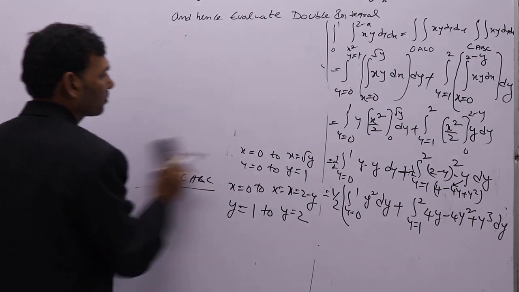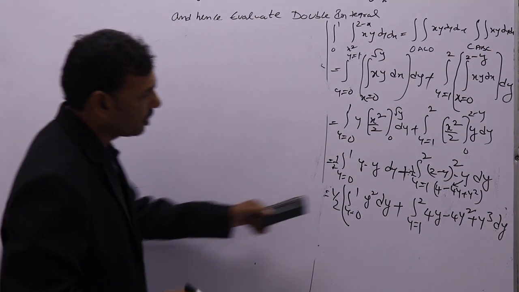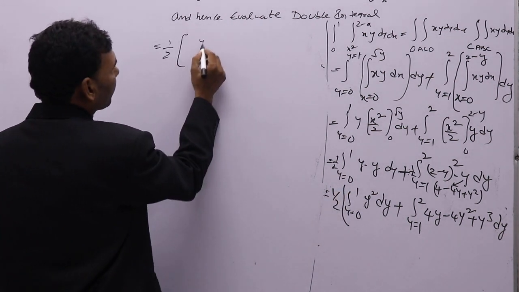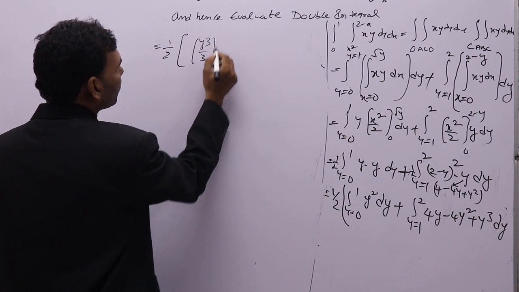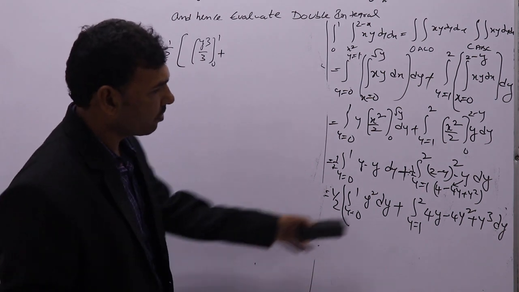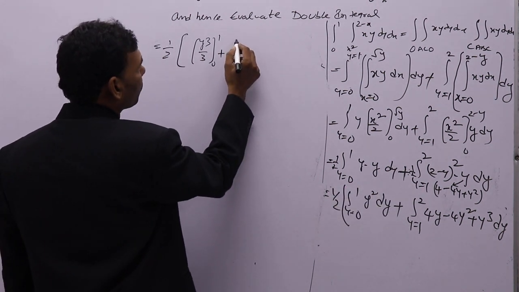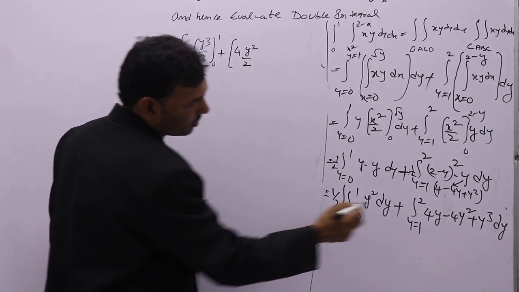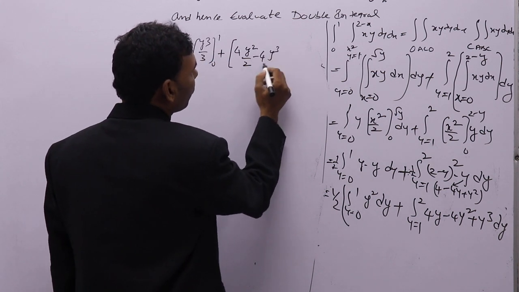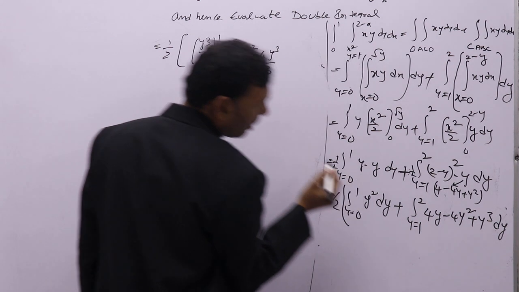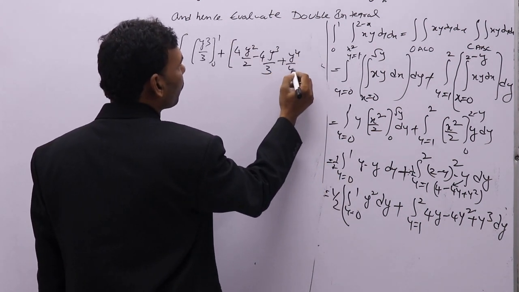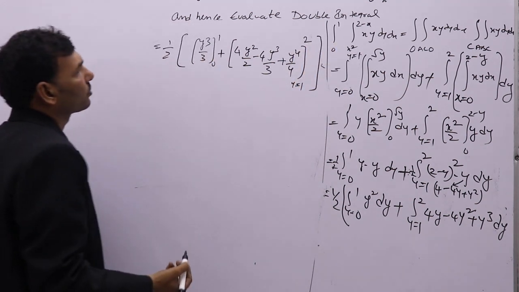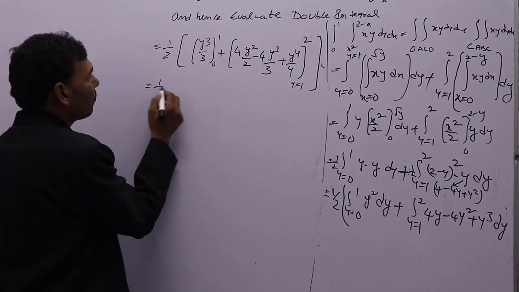See, if you integrate 1 by 2 constant, integral y square, y cube by 3, limits from 0 to 1. Now that one, 4 integral y, y square by 2, minus 4 integral y square, y cube by 3, plus integral y cube, y to the power of 4 by 4, limits from y equal to 1 to 2.